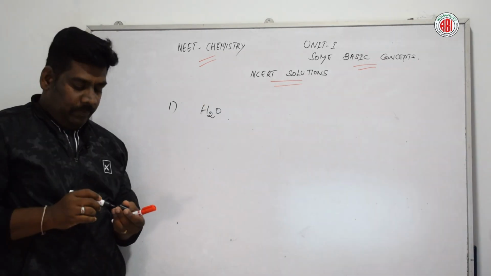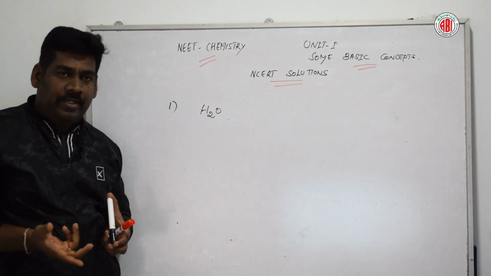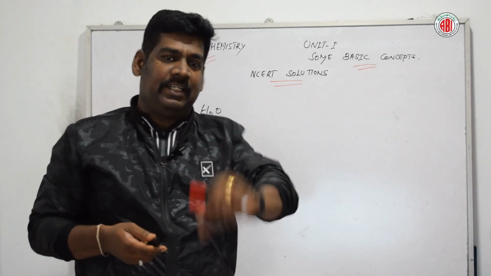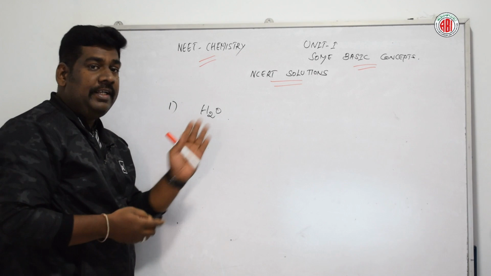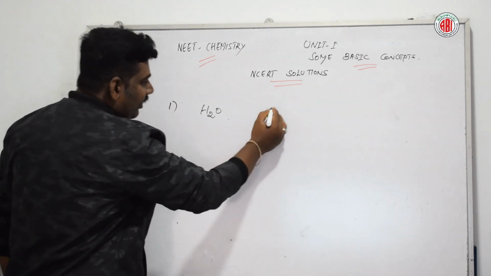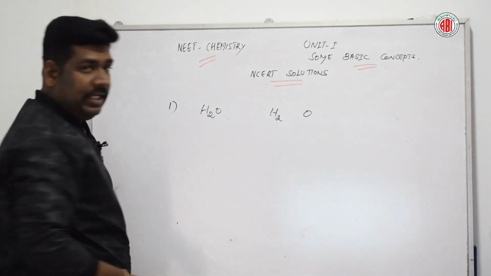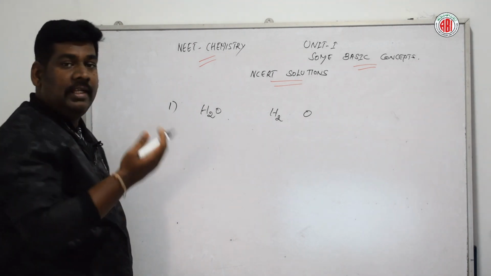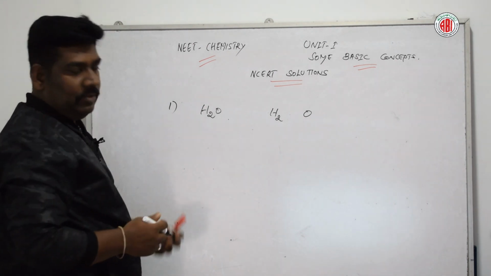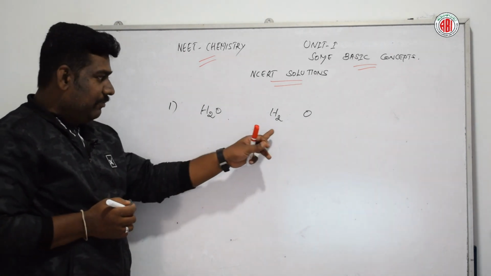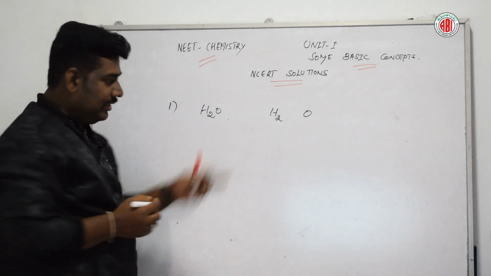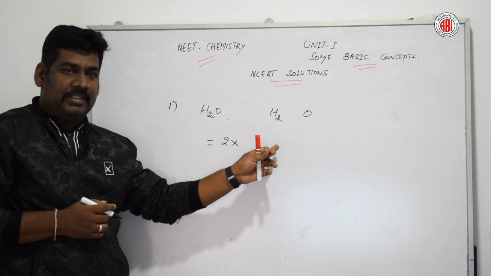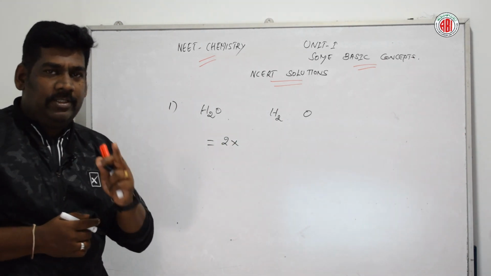H2O. Before finding the answer, first we should find the atomic mass of the individual elements present in the compound. In this compound, two individual elements are there, hydrogen and oxygen. So let us find the atomic mass of each element. First, the number of hydrogen atoms is 2. So 2 into the atomic mass of hydrogen. The atomic mass of hydrogen is approximately 1.008.